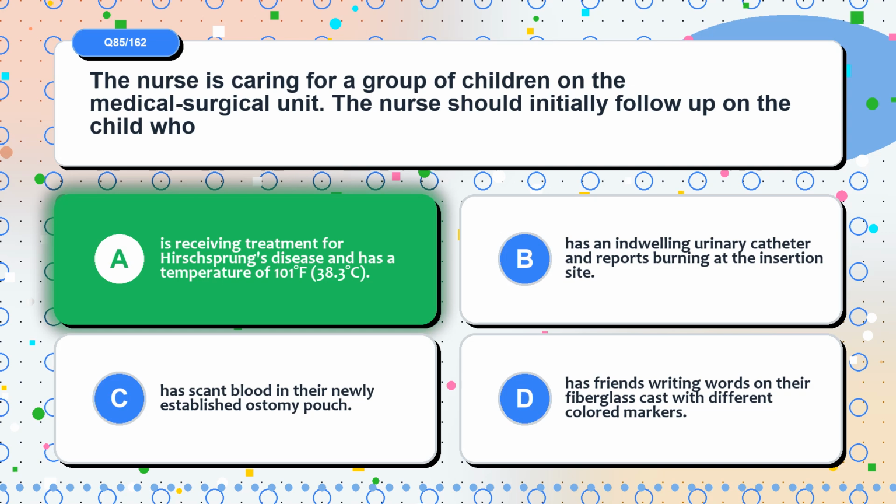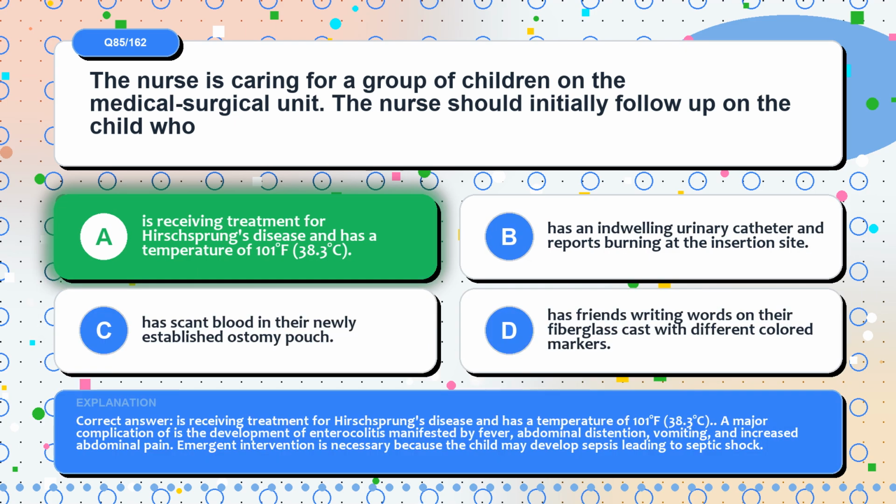The correct answer is option A. Is receiving treatment for Hirschsprung's disease and has a temperature of 101 degrees F, 38.3 degrees C. A major complication is the development of enterocolitis manifested by fever, abdominal distension, vomiting, and increased abdominal pain. Emergent intervention is necessary because the child may develop sepsis leading to septic shock.